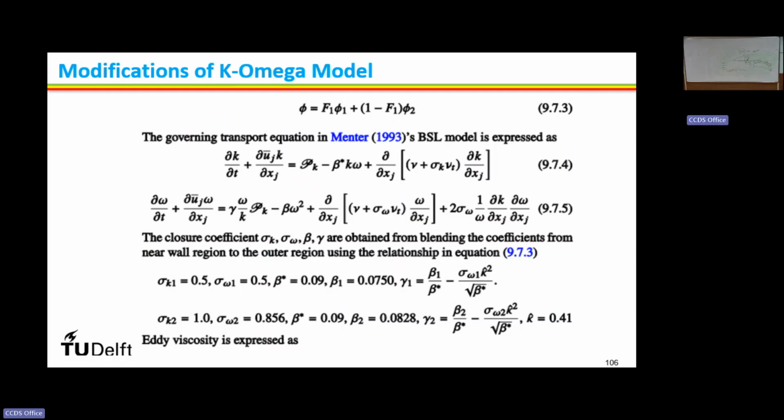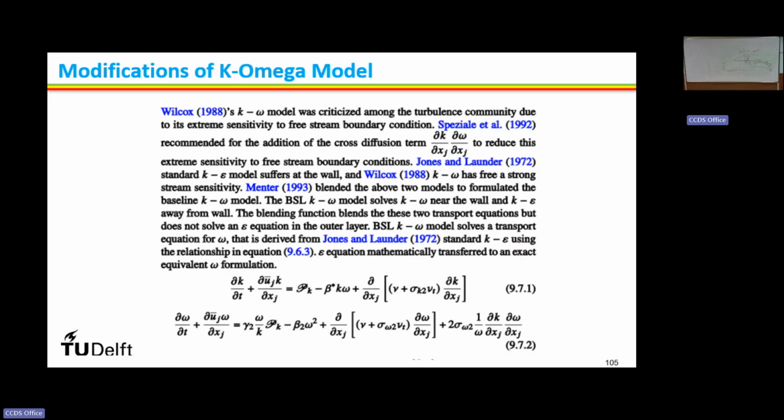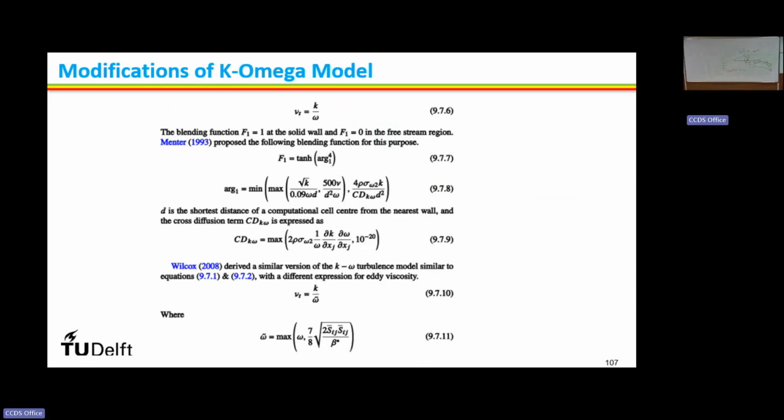Now it is clear. So indirectly this blending function indicates the strength of the shear. In the free stream it vanishes, near the wall it's maximum. So that's why the inventor, Florian Menter, named it SST. Clear conceptually? Any other question? Any other question? Any doubts?